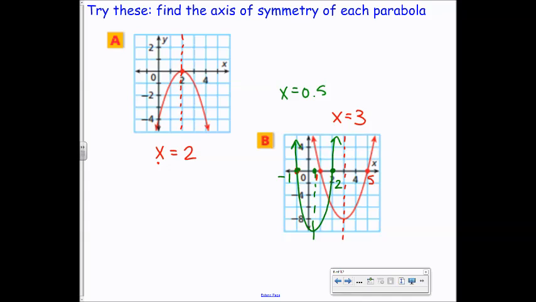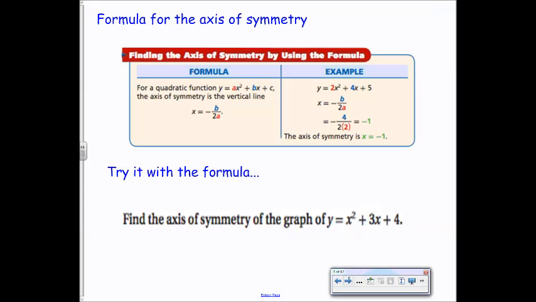Okay? It will always be, I don't want to tell you always and then you find one that's not right. But for ones that I give you, if it's a fraction, it will always be 0.5. Because I'll give you whole number zeros. I'm not going to give you fractional zeros. Okay. What if you do not have a graph and you just have an equation?